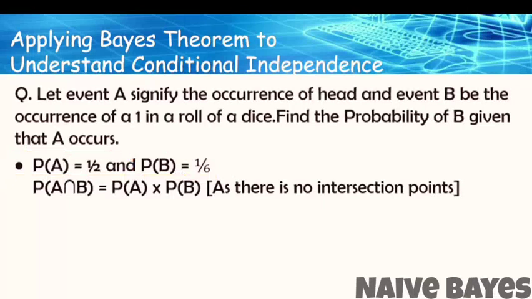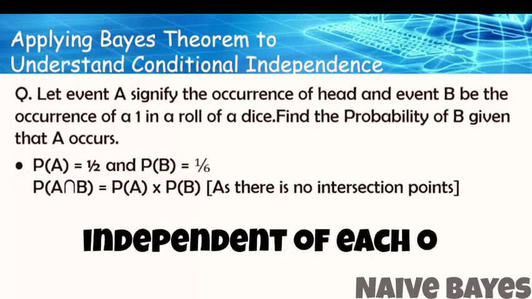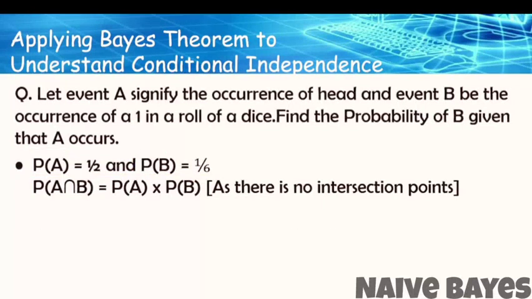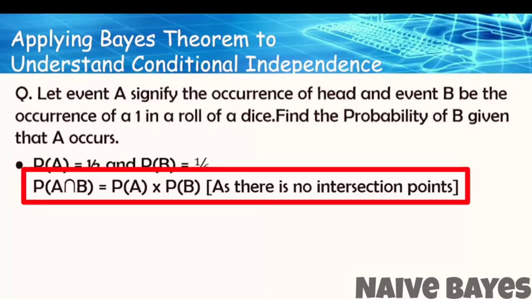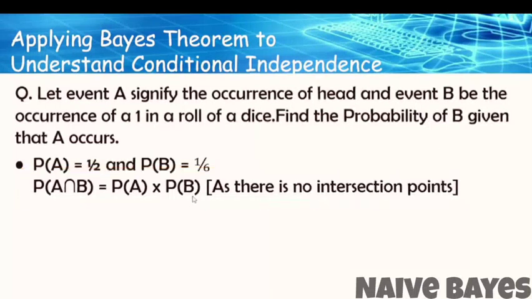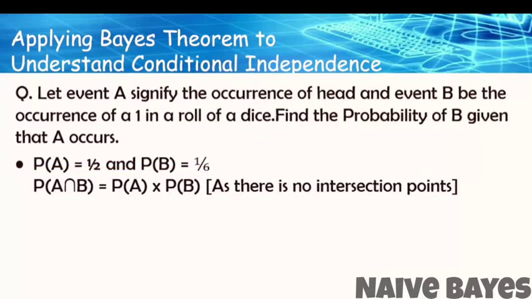So what is the intersection of this? They are independent of each other, right? We had seen an example also with the Venn diagram. So the probability of A intersection B is a multiplication of them. As there is no dependence, it is directly the probability of A into the probability of B.